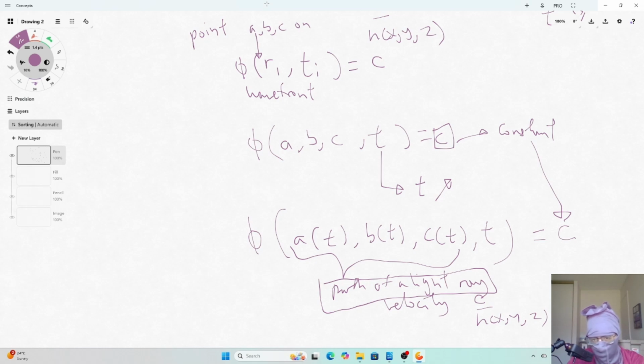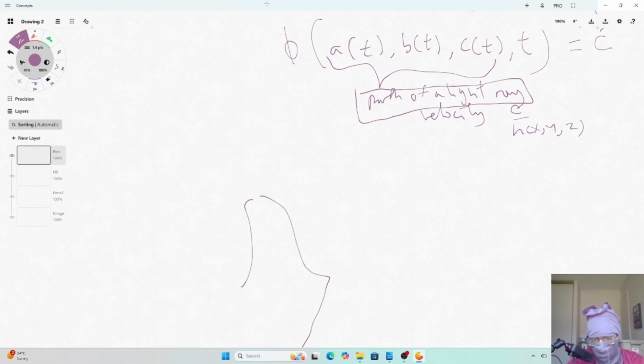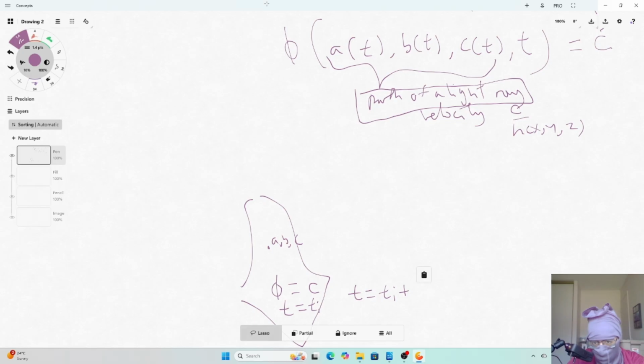Of a light ray, we define ABC as a point on a wavefront. So you have a wavefront here, and you have a point ABC, and you have that phi equals a constant at time t initial. Now, as time increases, the wavefront that has a fixed value is going to change position to another wavefront to maintain the value C.